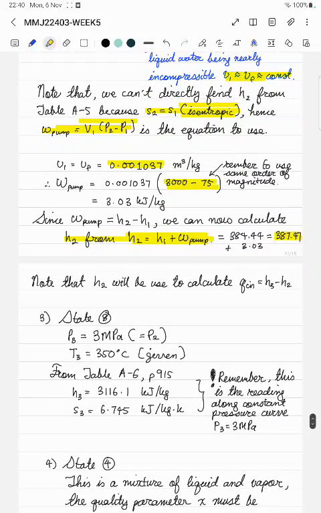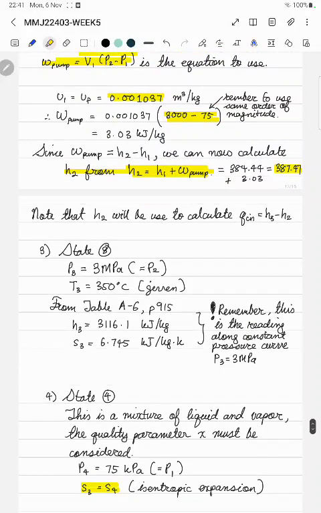Next, note that we will use H2 to calculate our input heat. And on state 3, again, pressure P3 is equal to 3 megapascal, which is also equal to P2. And the input temperature for the turbine, the turbine inlet, is 350 degrees Celsius, which is given. Here we can use table A6 on page 915 to get the values of H3 and S3. So we already have our H3 and also our S3.